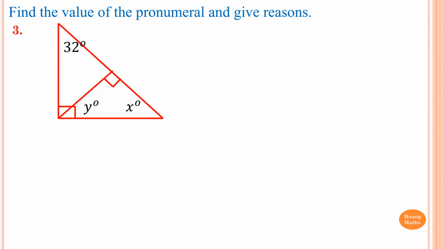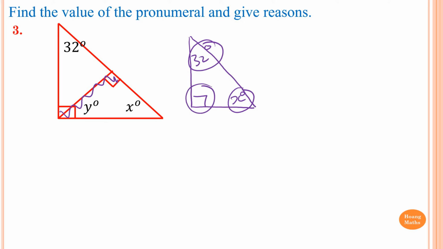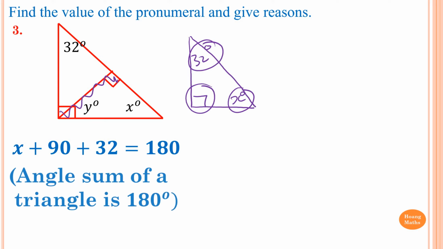So first of all, we can ignore this line so that we can find x. So if you ignore this line, you can see this is a triangle here. I just draw it out so you can see. So this is a right angle here and this is x. This is 32 degrees. So x plus 32 plus 90 is 180, because angle sum of a triangle is 180.